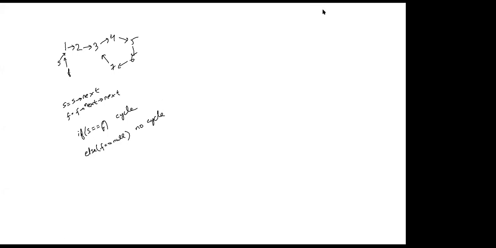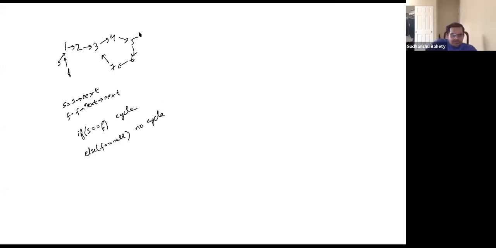Yes, sir, this is what I'm saying. So say slow and fast meet at position 6, and the beginning of the cycle is at 3. How do we determine this 3 as the beginning of the cycle? That was the follow-up question that we have. Think about it, if you have not thought about it.